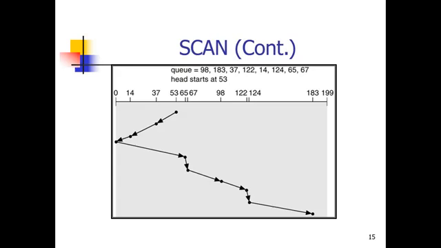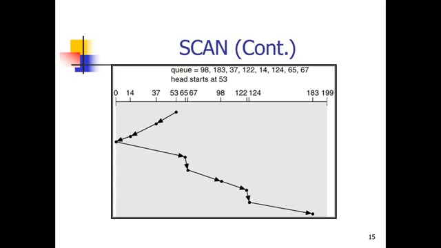From 53 you have to serve the requests in that direction and reach the last track. As you can see, 53 to 37, now calculate the difference. Then from 37 to 14 and 14 to 0. There is no request for track number 0, but the head will still be moved to the beginning point or the last point.